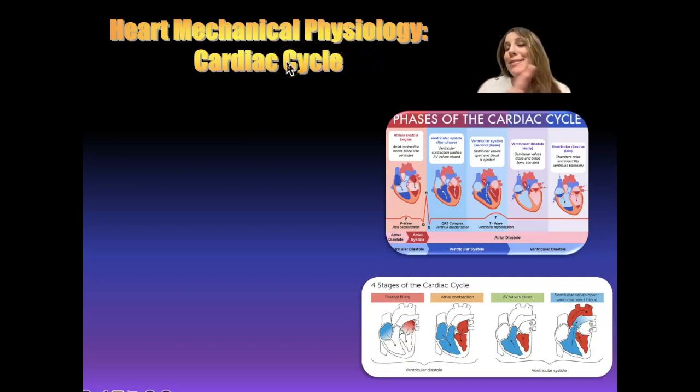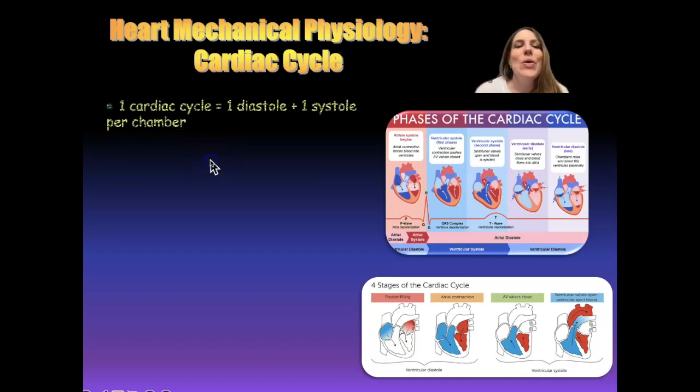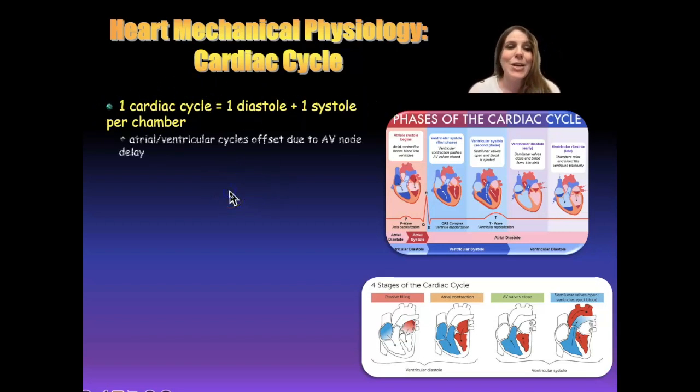Okay, we are ready to talk about the mechanical physiology of the heart, and we're going to go from heartbeat to heartbeat. In other words, one cardiac cycle. So a cardiac cycle consists of what's going on in each chamber in one full cycle. So that means one round of diastole in the chamber. That means the relaxation of that chamber and the filling of blood. And one round of systole, which is where the chamber is going to contract and eventually eject the blood. So those two together represent one cardiac cycle.